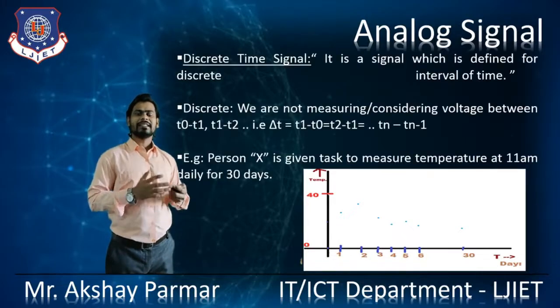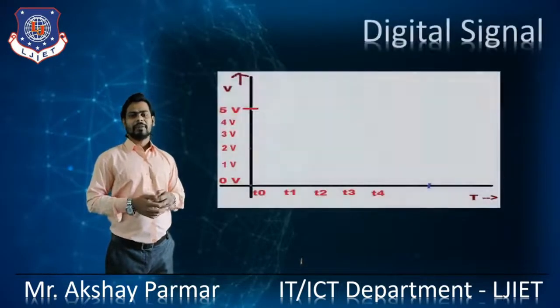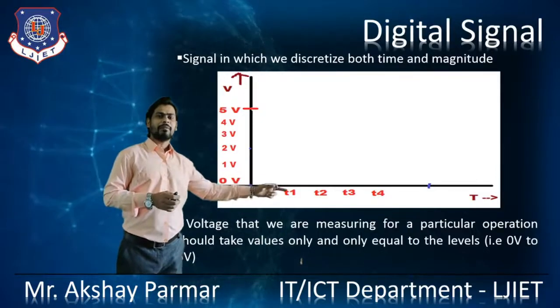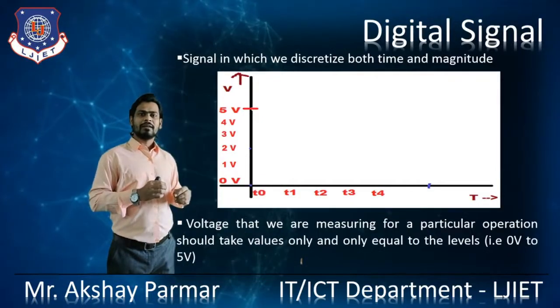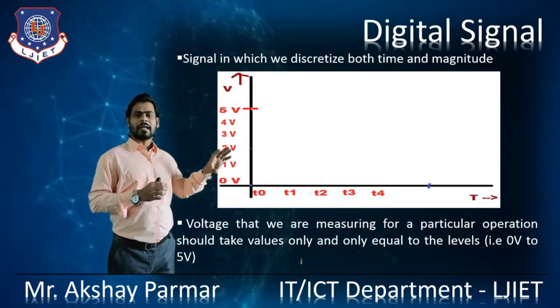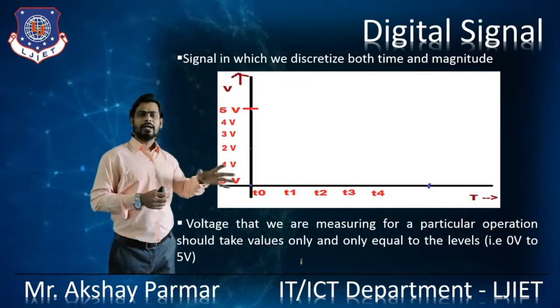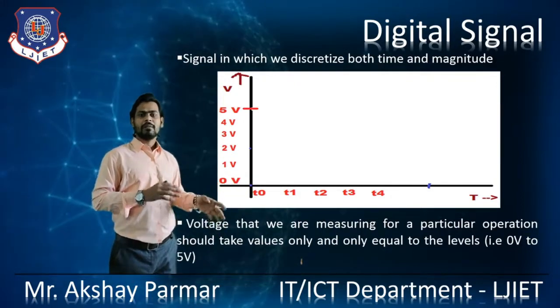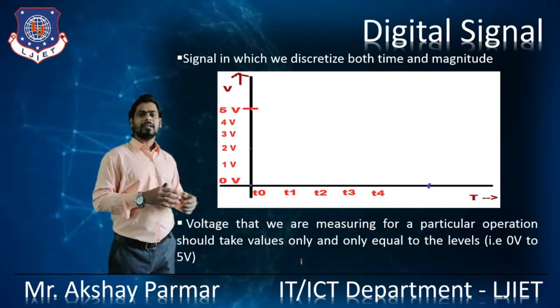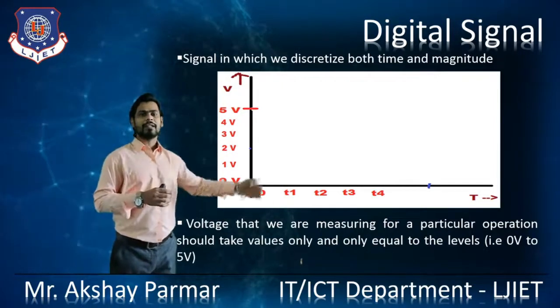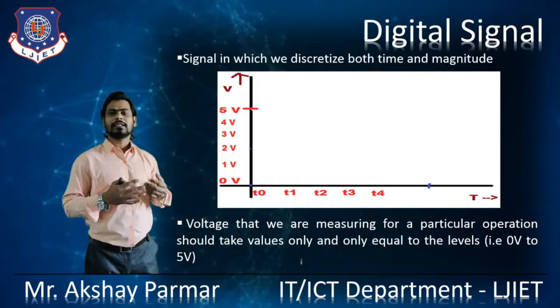After that, let's see a digital signal. In our previous example, we discretized the time only. We didn't discretize the magnitude there. But in digital signals, both the magnitude and the time interval are discretized. Signals in which we discretize both the time and the magnitude are called digital signals.